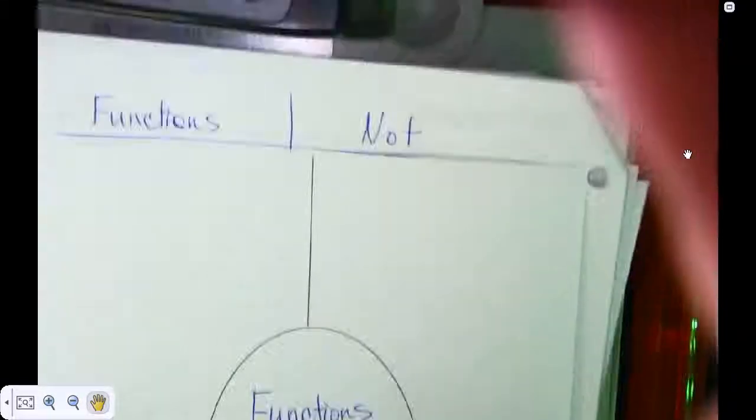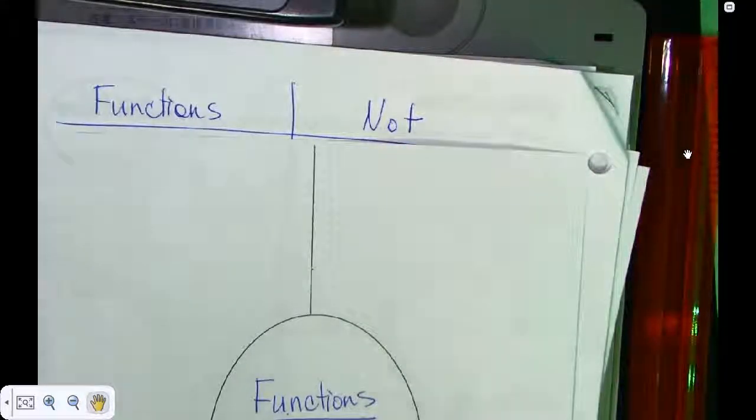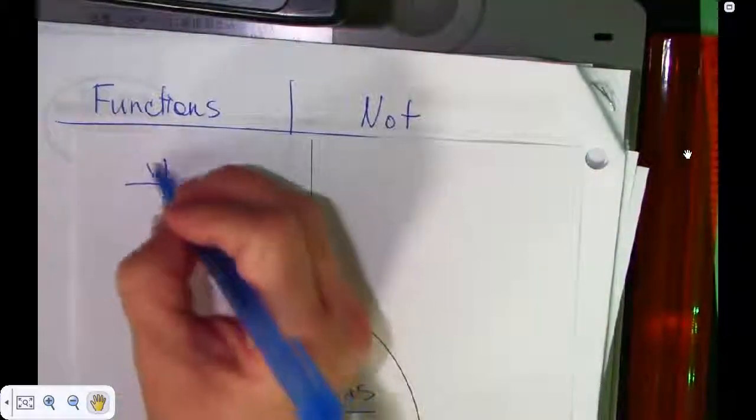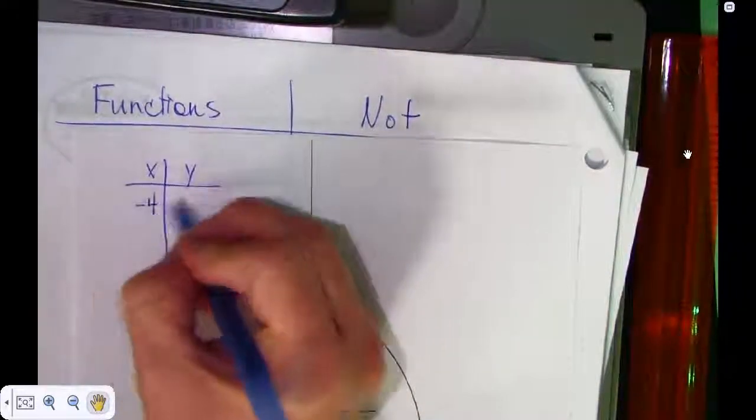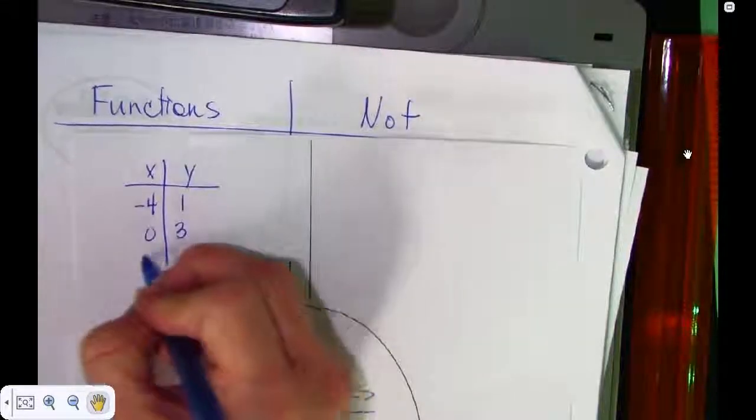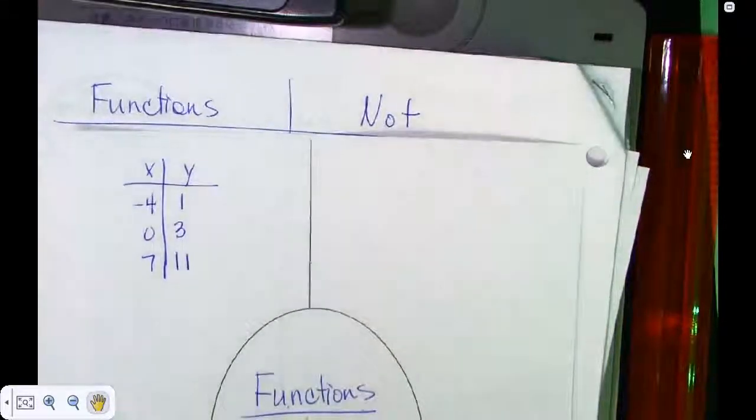Now, what I'm going to do is show you all the functions, and then I'm going to give you some cards, or you're going to cut out your cards, and you're going to see which ones are and which ones are not. Does that make sense? So we're going to come over here to the table. Go, write a table, put X, Y. Negative 4, 1, 0, 3, 7, 11.